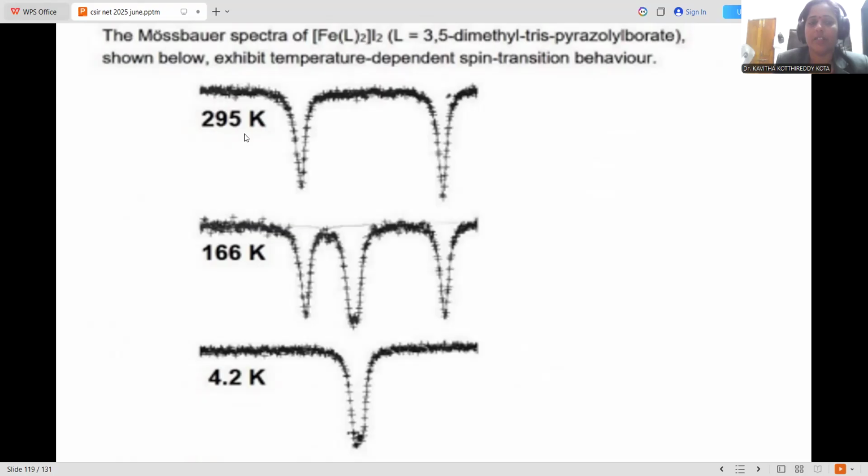If you take the spectrum at 295 Kelvin, you will get a doublet like this. If you reduce the temperature to 166 Kelvin, there is an increase in the peak number. You get 3 peaks within the same compound. If the temperature is reduced still lower, to 4.2 Kelvin, all the peaks merge and you get only a single peak with the same compound. So the only difference you noticed is the temperature variation, so the spin transition may be caused by the temperature variation only.